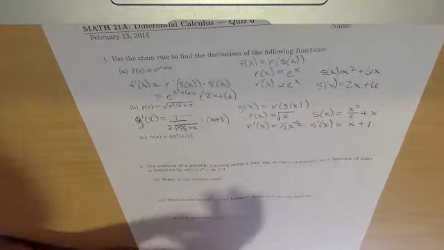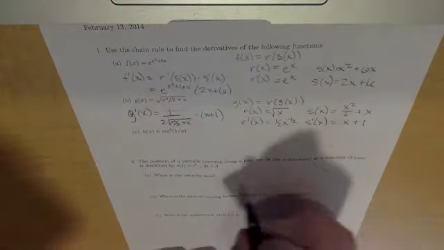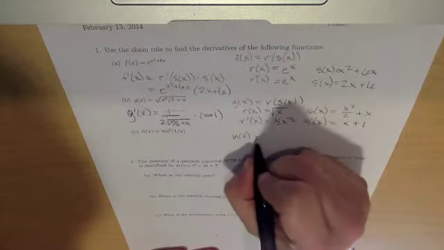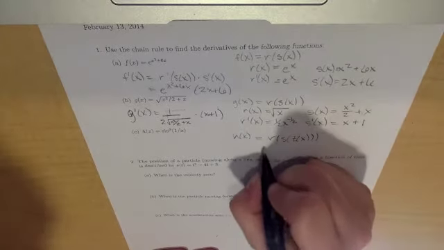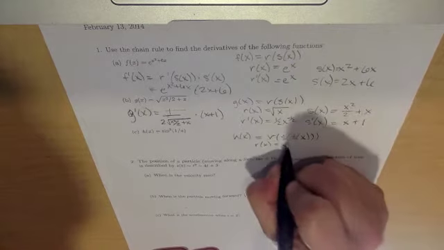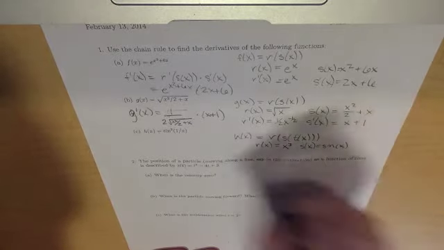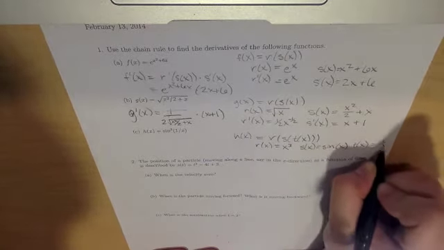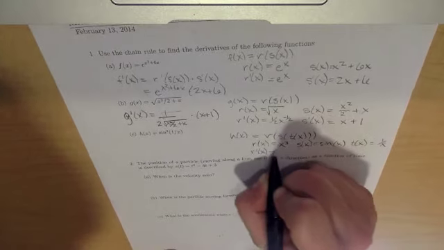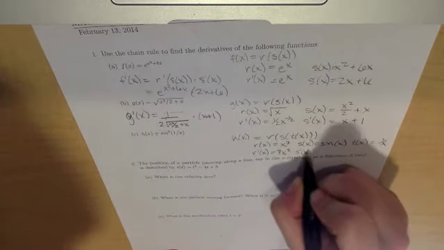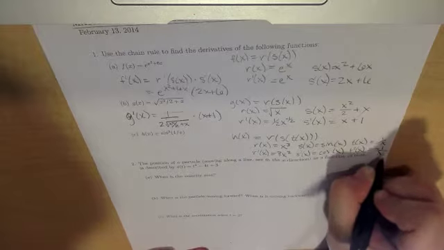Okay, now finally h of x, here there's actually three functions that we're composing. There's the cube, there's the sine, and then there's the 1 over x. So let's name those r, s, and t. So h of x is r of s of t of x, where r of x is the cube function, s of x is sine function, and t of x is 1 over x. Okay, so now we just need to find the derivatives of these. R prime of x is 3x squared, s prime of x is cosine of x, and t prime of x is negative 1 over x squared.